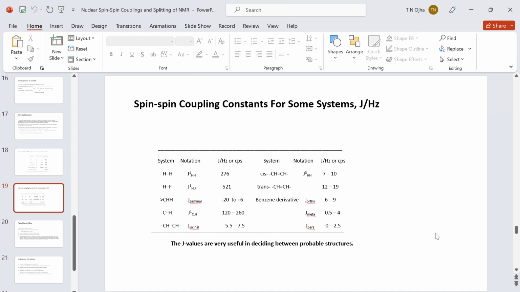For benzene derivatives, J ortho is a bit visible, 6 to 9 hertz. J meta is very small, 0.5 to 4. J para is smaller still, 0 to 2.5. So J values are very indicative of the structural moieties and their geometrical orientations.